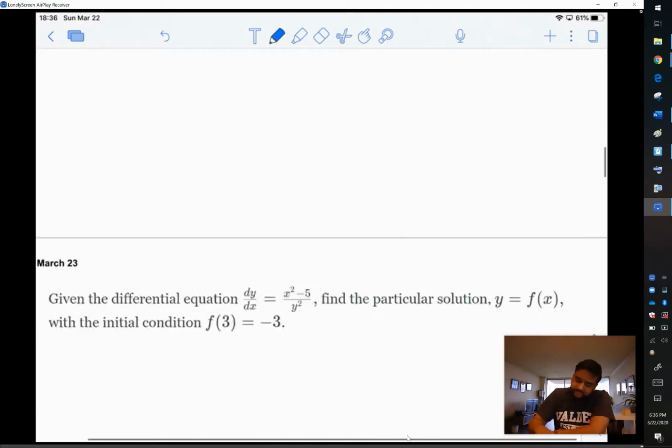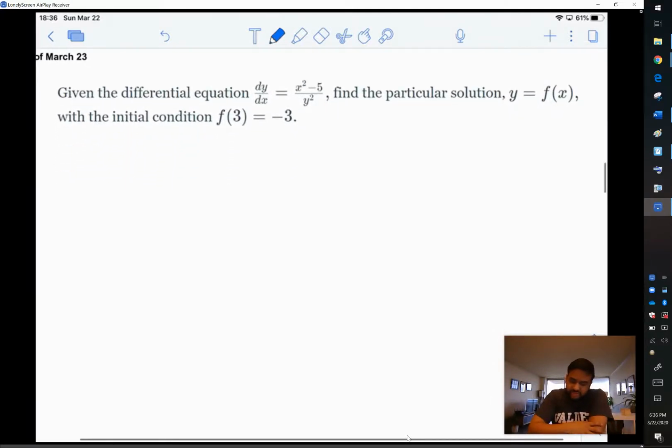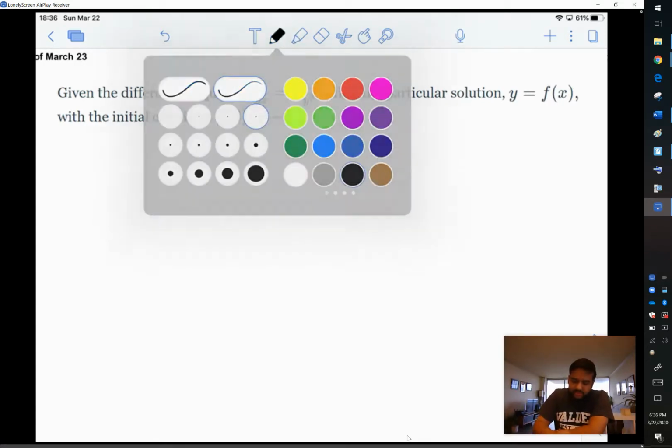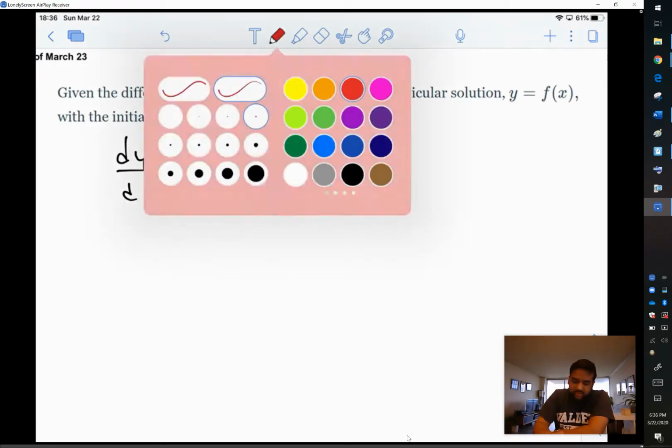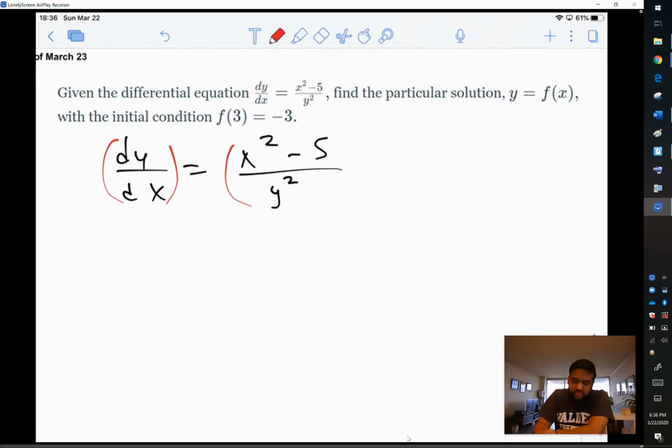So, a couple of examples. Given the differential equation here, find the particular solution. That means we've got to go all the way through here with the initial condition (3, -3). Okay, so let's take our differential equation. dy/dx is already by itself, so I don't have to do anything there. The next step is to separate my variables, change in y and change in x, by multiplying both sides by dx. And this will give me this.